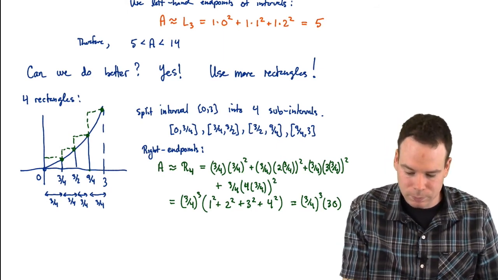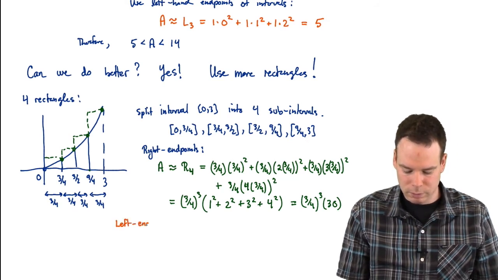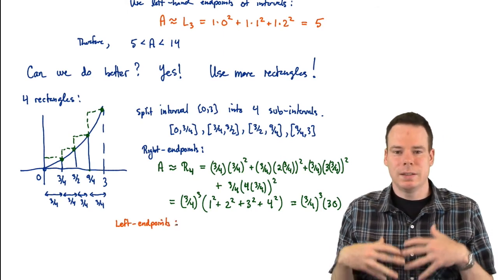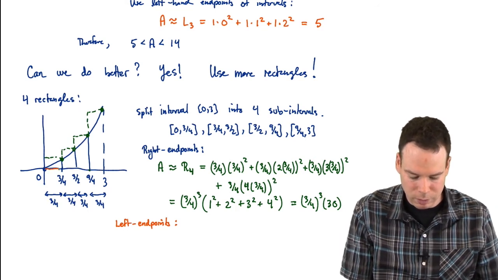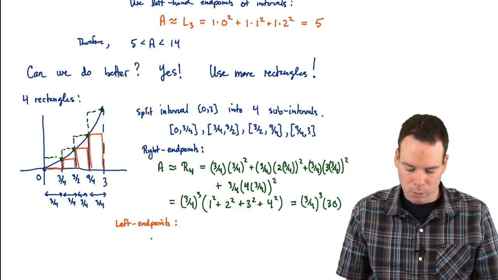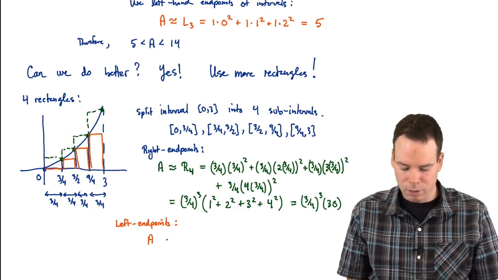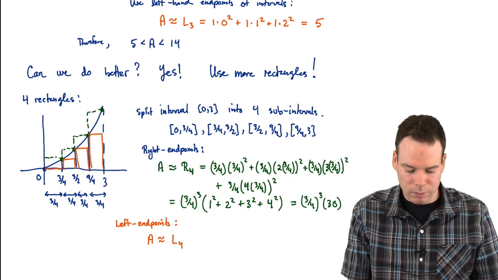Now we can use left endpoints as well. So again, we're going through this process just so we can see how these calculations come out. If I'm using the left-hand endpoints, using that value, that value, that value, and that value, these are the rectangles. What do we have then? Well, the area under the curve is approximately L4. What is L4? The sum of the areas of these 4 rectangles.